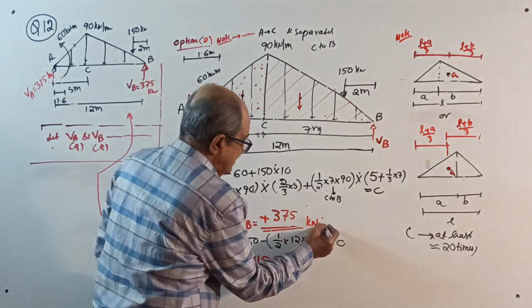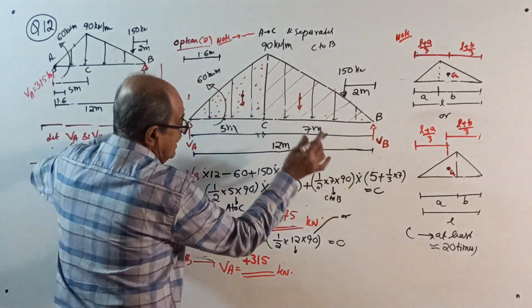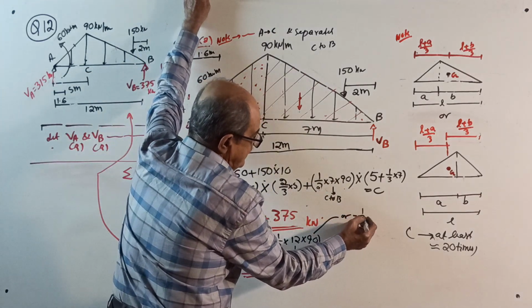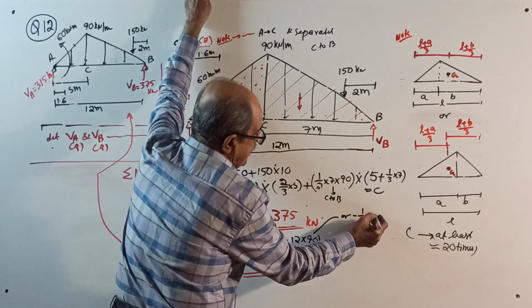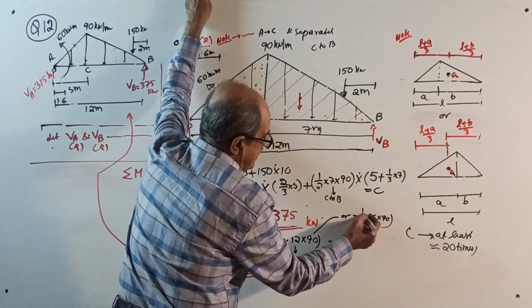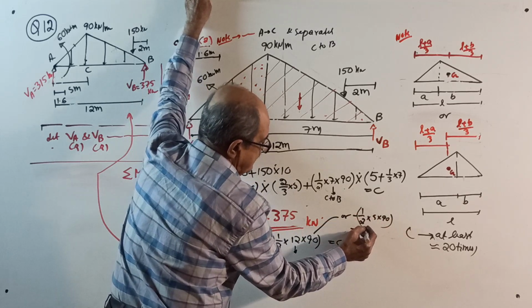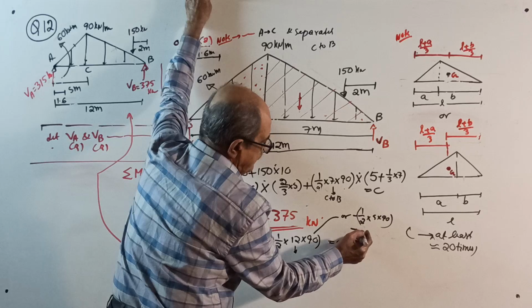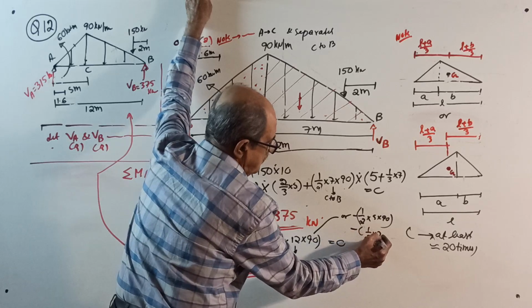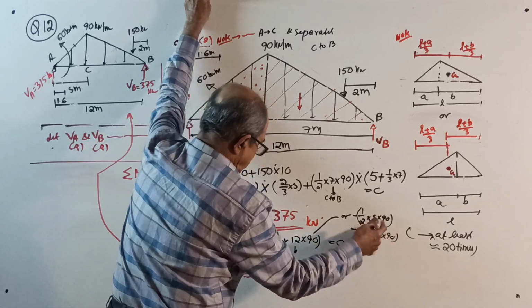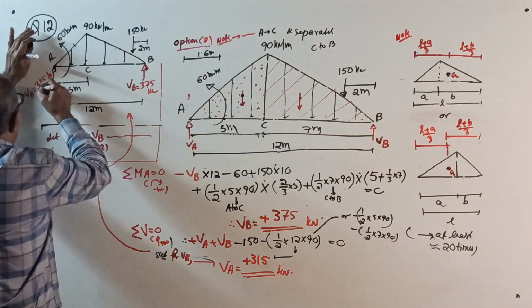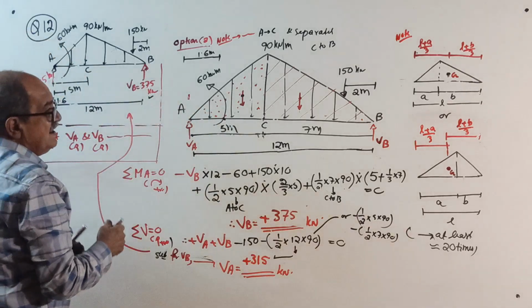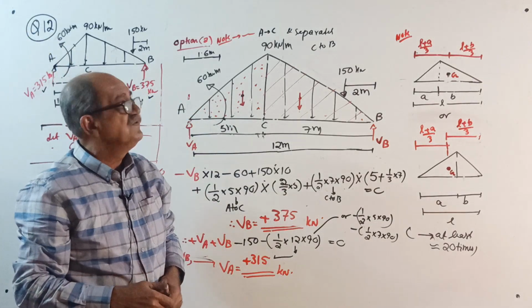Or if you still want it separately, then minus half into 5 into 90, again minus half into 7 into 90. Whatever way you want to get VA, then write one more sketch and enter the reactions. You will get the same answer in both cases.